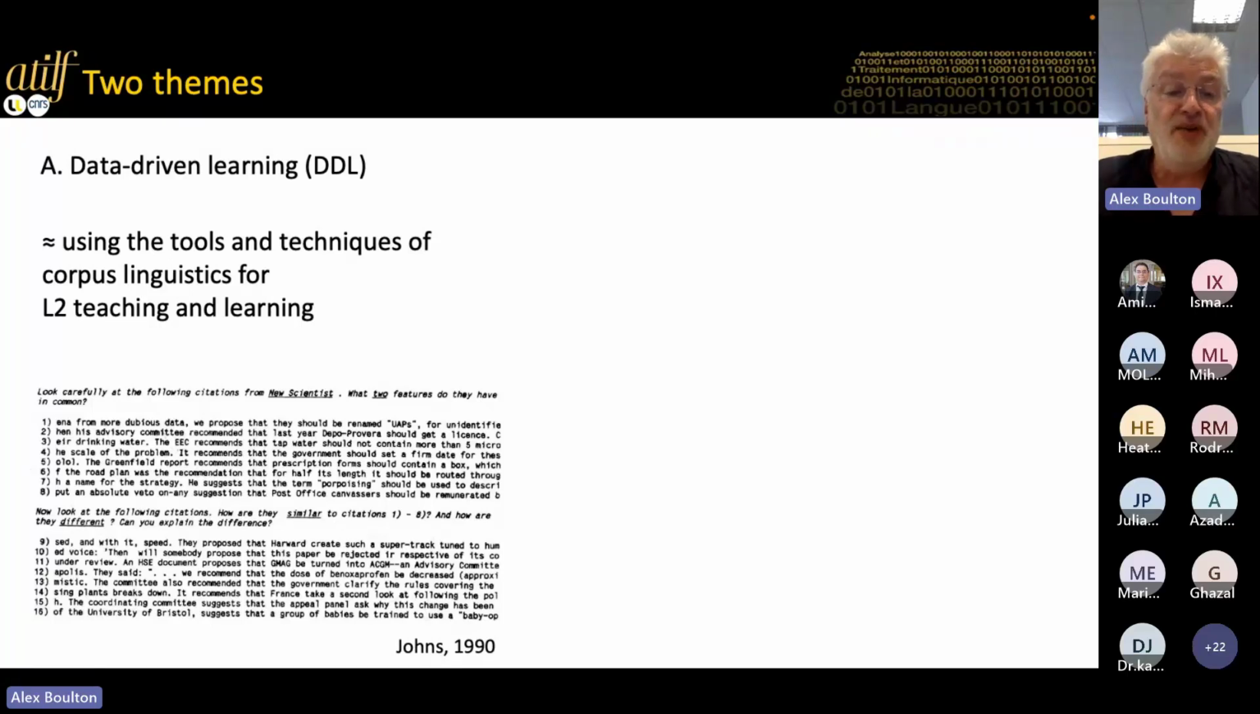To give you an idea of what it looks like, we're going back quite a long time to the early days. This is a screenshot from Tim Johns' paper in 1990. You use a corpus and you look for a particular word or set of words, and it aligns in the middle, and you can look on the left, and you can look on the right, and you can see how language is used in context.